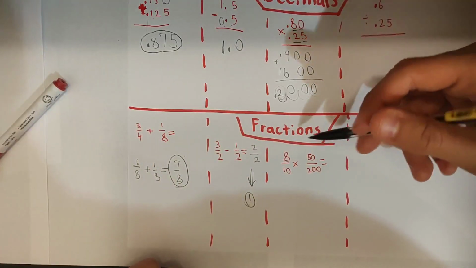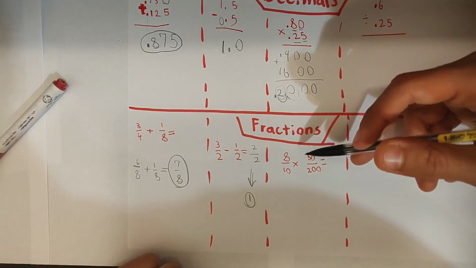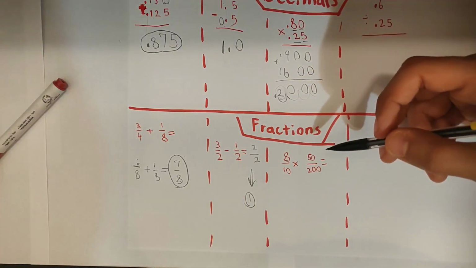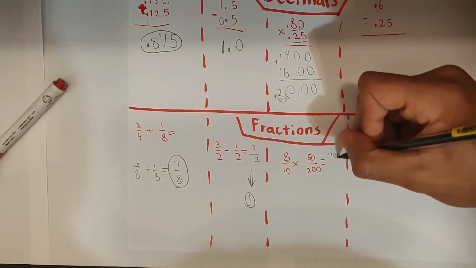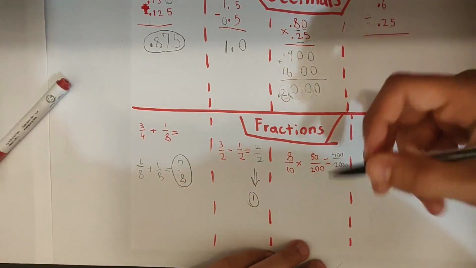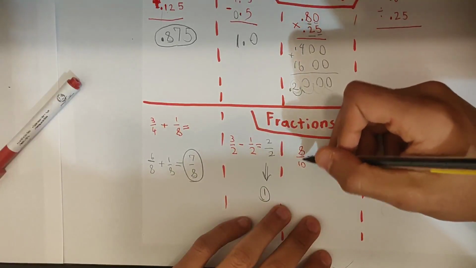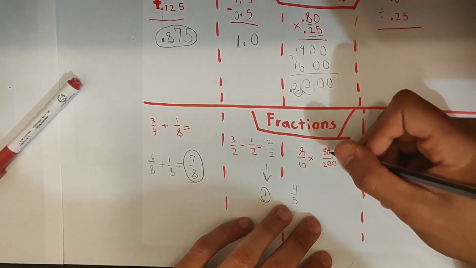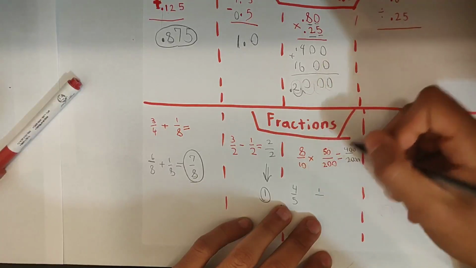So moving on to the fractions. Now you can multiply straight across. However, some people don't know what 8 times 50 is and 10 times 200 is right away. So instead of knowing that this is 400 over 2,000, you can just simplify, or rather reduce, these numbers into smaller looking fractions. So if I divide both these by 2, I get 4/5. If I divide both these by 50, I get 1 over 4.